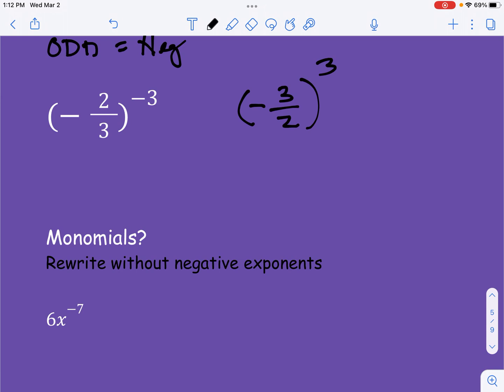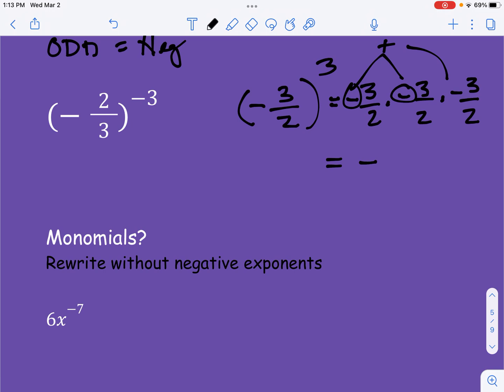What we have, I think it's easier for these to just write it out like this, negative 3/2 times negative 3/2 times negative 3/2. So we have a negative times a negative, which makes a positive, and then you have a positive times a negative. So whatever my result is, it's going to be negative. Then you have 3 times 3 times 3, which is 27, and 2 times 2 times 2, which is 8. And you get negative 27/8. Again, hope this is somewhat useful to you, and that it's helping you.